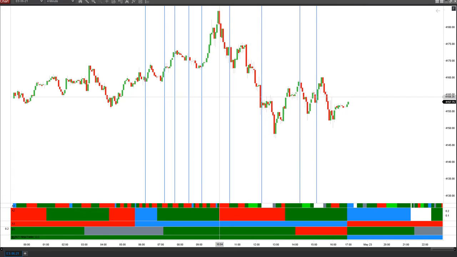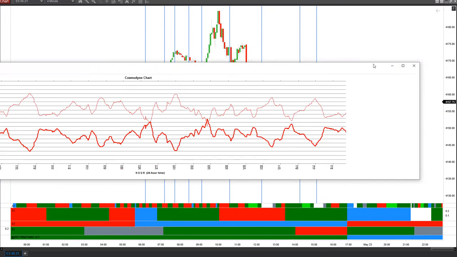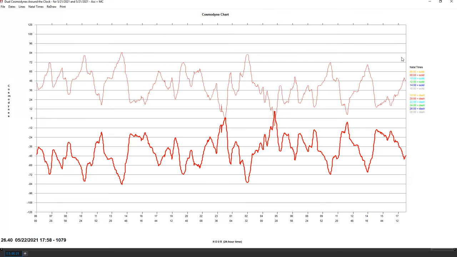The blue vertical lines I have on the chart right here now, these were the Cosmodyne turn times. I showed the Cosmodyne chart here yesterday. So what I do, a lot of times the market action will track one of these lines. This is the main line in the darker red. The inversion line is plotted in the lighter red. It's the one on top.